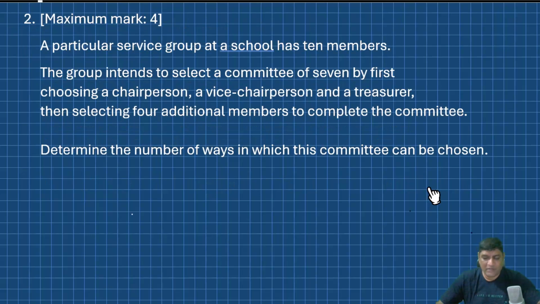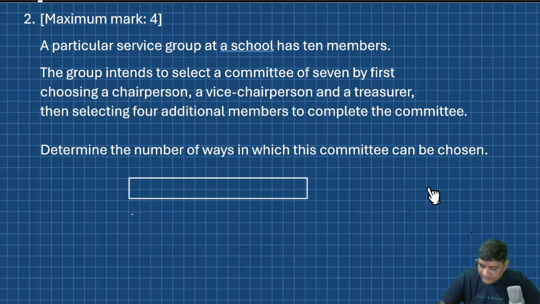I'll talk about one way to solve this question, which is using the fundamental principle of counting. So I need to fill, let's say, 7 boxes. And out of these 7 boxes, I'm fixing one chairperson. So if I have 10 members, I need to choose one chairperson. So that can be done in 10 different ways. And then a vice chairperson can be done in 9 different ways, because one has already been chosen as the chairperson, so 9 people are remaining.